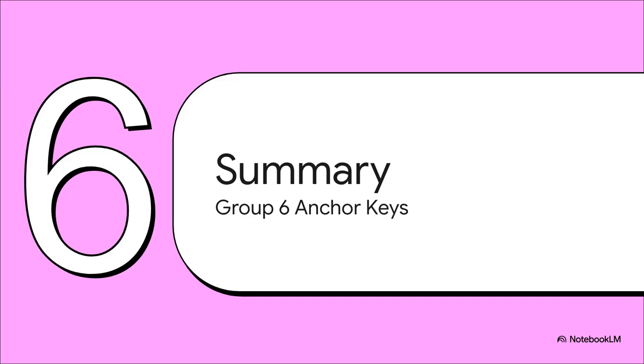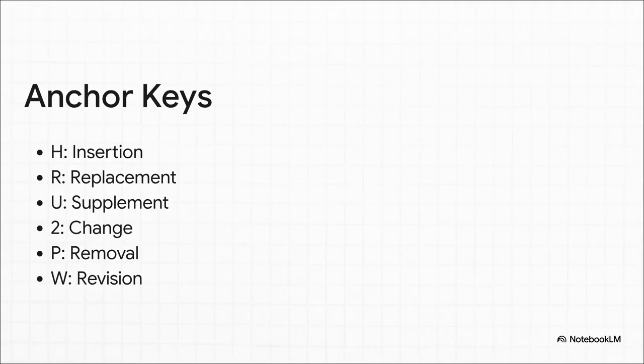Section 6. Summary. Group 6 anchor keys. Let's lock this in. Memorize these alphanumeric characters for Group 6. H is for insertion, R is for replacement, U is for supplement, 2 is for change, P is for removal, and W is for revision. These 6 characters form your structural foundation for all procedures that always involve the device. Knowing the clinical objective of each, whether it assists, replaces, reinforces, swaps, takes out, or corrects, is going to make your coding lightning fast and dead accurate.